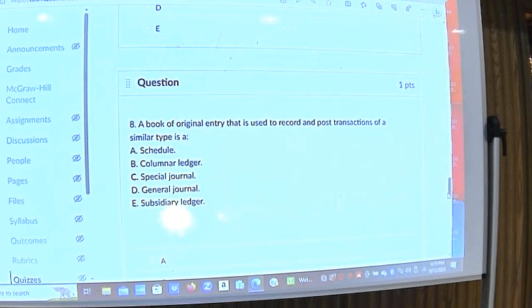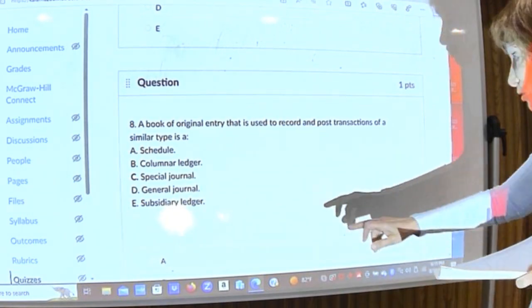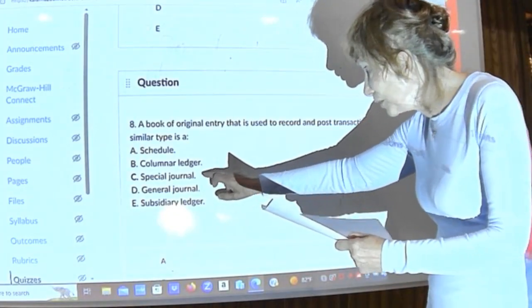Number 8, a book of original entry. Okay, when we say original entry, we just mean that that's the very first place that you're going to see any information in regard to a particular transaction. Okay, a book of original entry. And the answer there is that special journal. You go first to your special journal and make that entry in regard to a transaction. Here's your response right here.